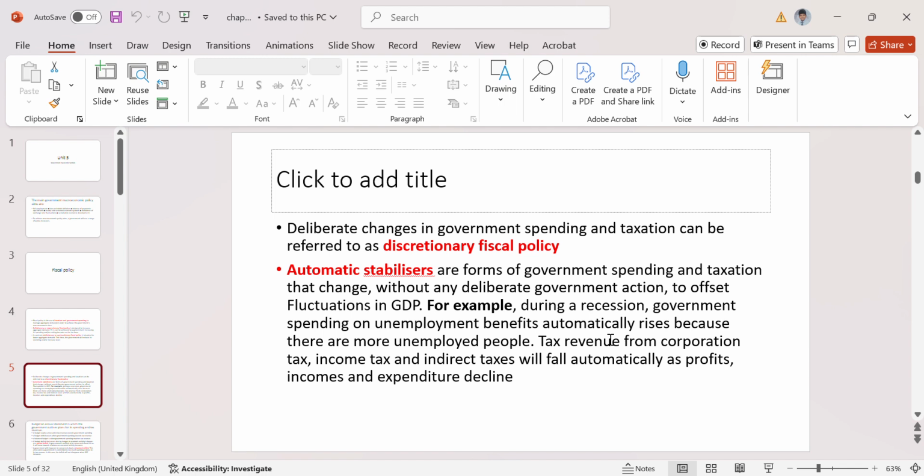Similarly, tax revenue from corporate tax, income tax, and indirect taxes will fall automatically as profits, income, and expenditures decline during recession. So during recession, the government's tax revenue falls and government spending increases without any deliberate action of the government, and this is known as automatic stabilizer. But when the government deliberately changes the spending and taxes, it is known as discretionary fiscal policy.